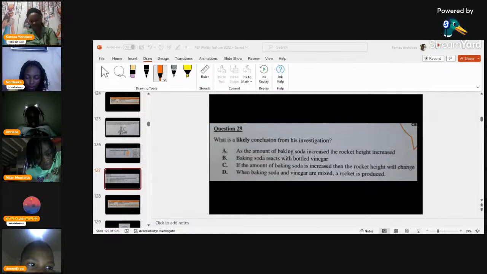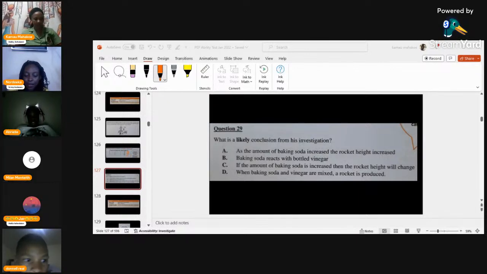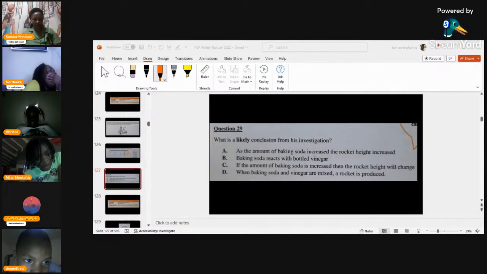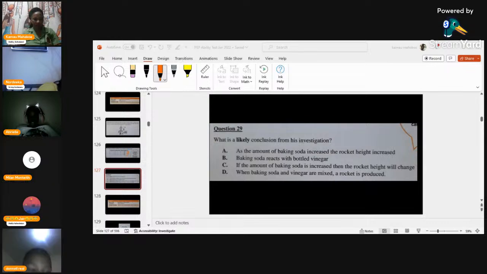What is a likely conclusion from his investigation? A. As the amount of baking soda increased, the rocket height increased. B. Baking soda reacts with bottled vinegar. C. The amount of baking soda is increased and the rocket height will change. D. When the baking soda and vinegar are mixed, a rocket is produced.